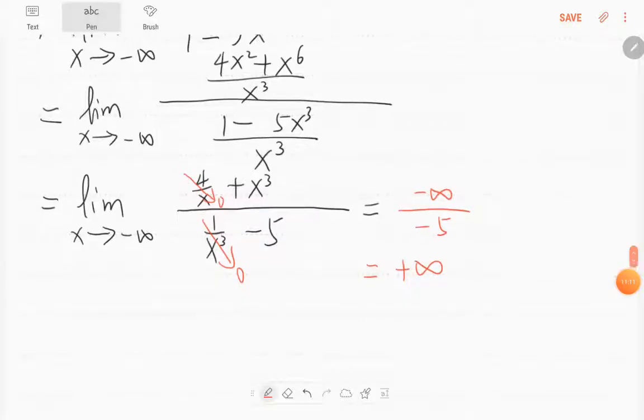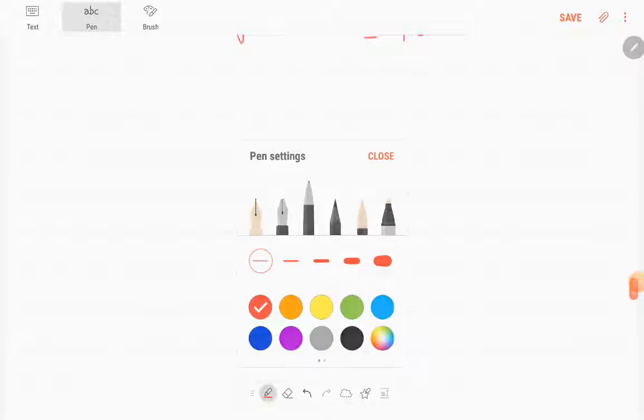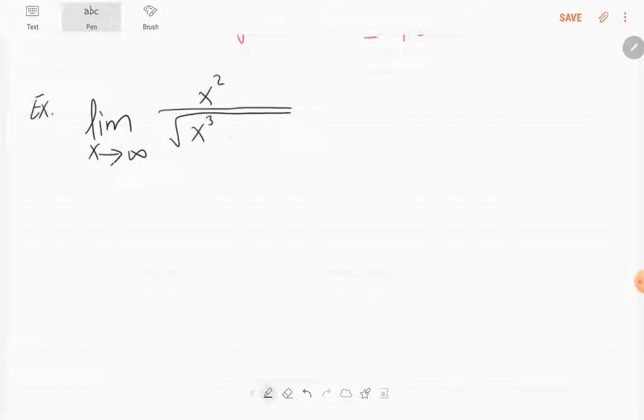Let's look at more examples. This is the limit as x approaches positive infinity of x squared over the square root of x cubed plus x plus 1.